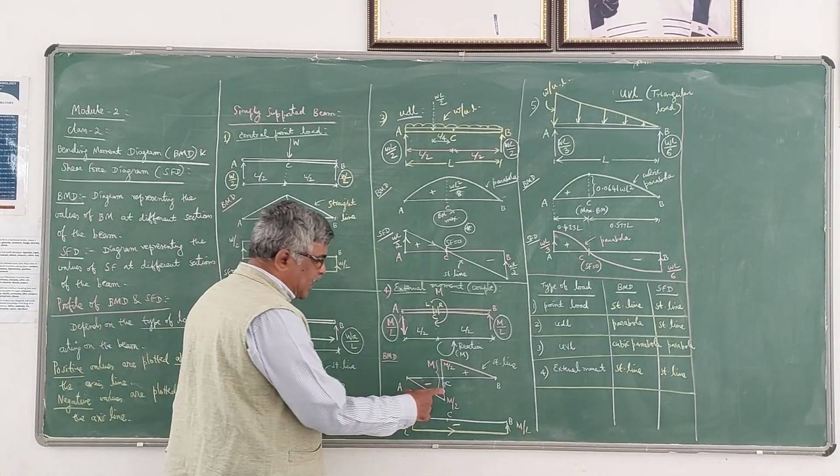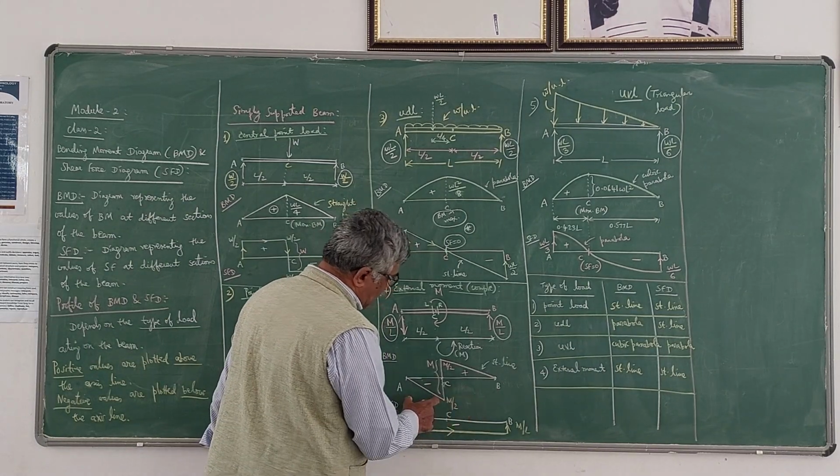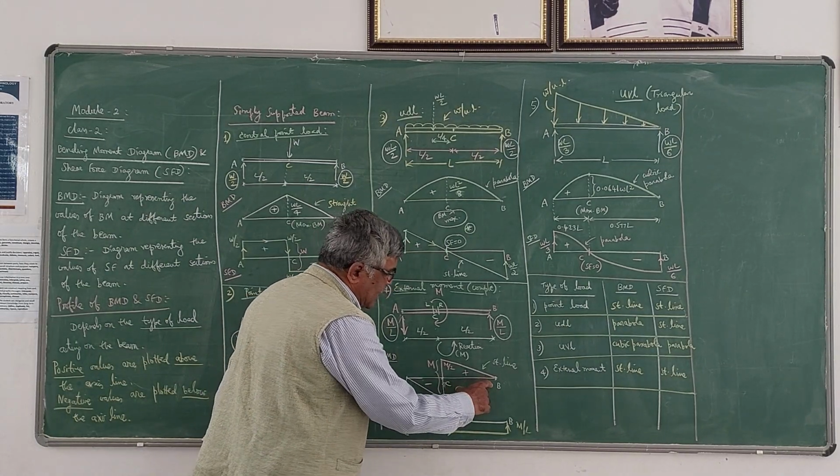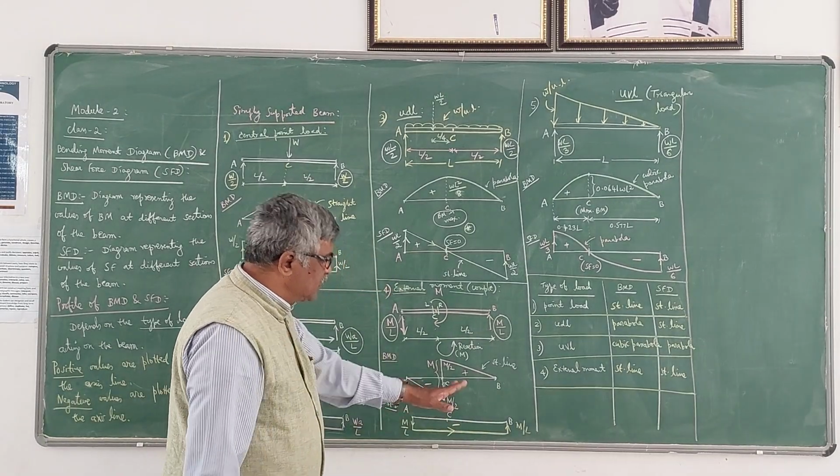Whereas bending moment is negative from A to C, from C to B it is positive. That means hogging effect is there here, sagging effect is there here. Whereas shear force is negative throughout.